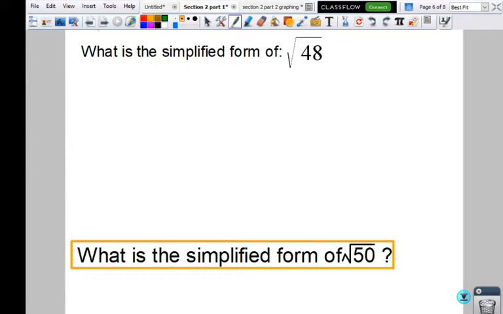All right, let's do another one. We're gonna do the simplified form of the square root of 48. Okay, so let's start. We gotta split up 48. It would be 6 and 8. 2 times 24. There's a bunch of ways we can do it. 4 and 12.